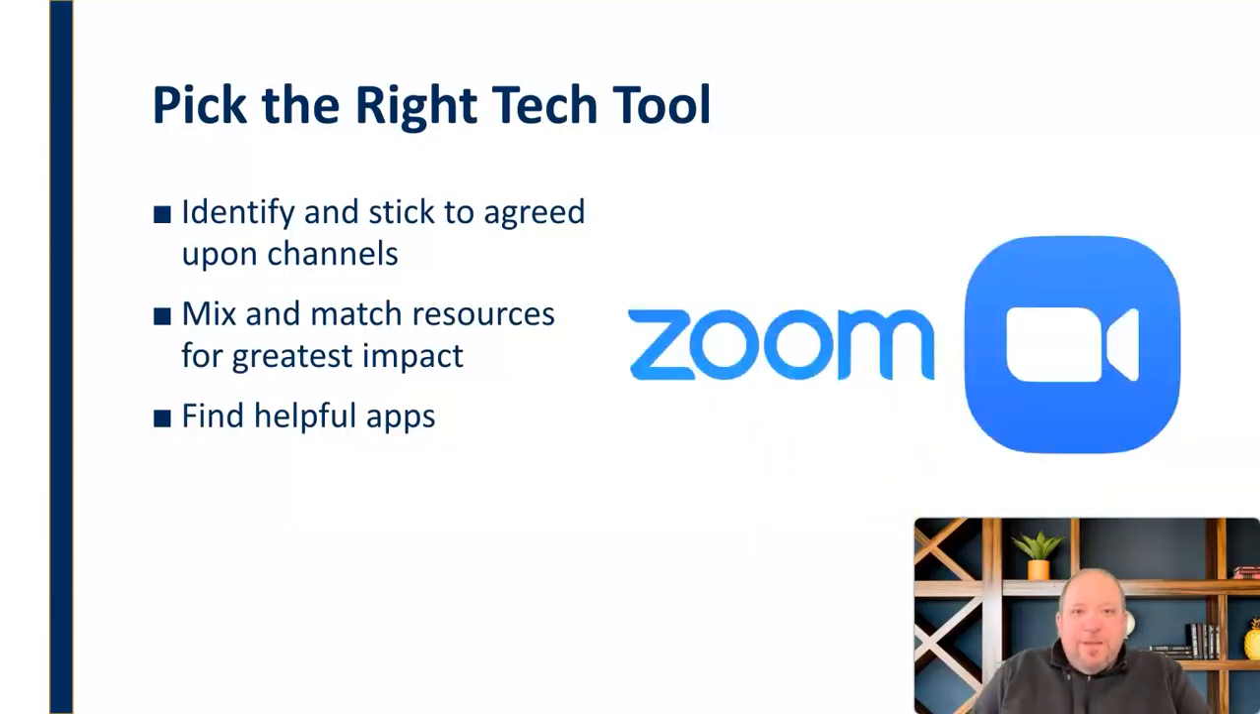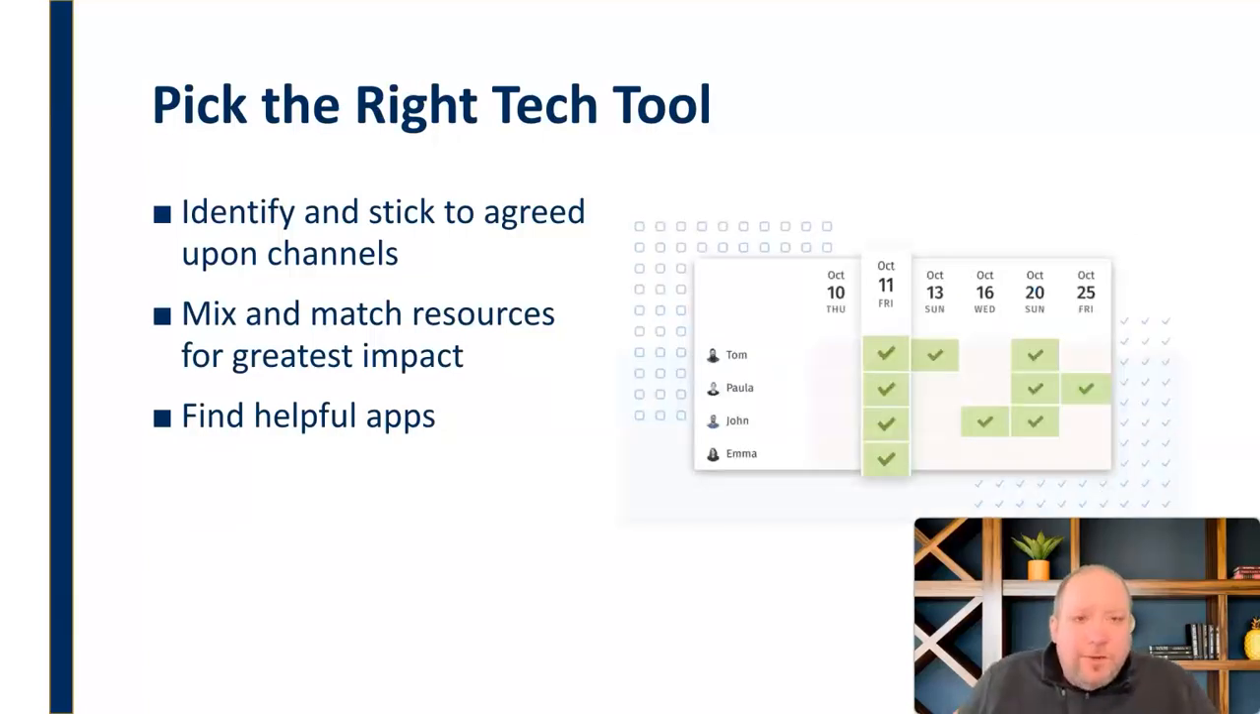Things like Zoom can be amazing for meetings and synchronous type things. They record meetings and they can be useful for training and all kinds of things. So Zoom can be very helpful. DoodlePoll is another one if you're trying to find a meeting time, for example, and can be really helpful. So you can mix and match and find these helpful apps. You don't have to make use of everything just because it's out there. But find the ones that are going to be helpful for your group and make use of them.